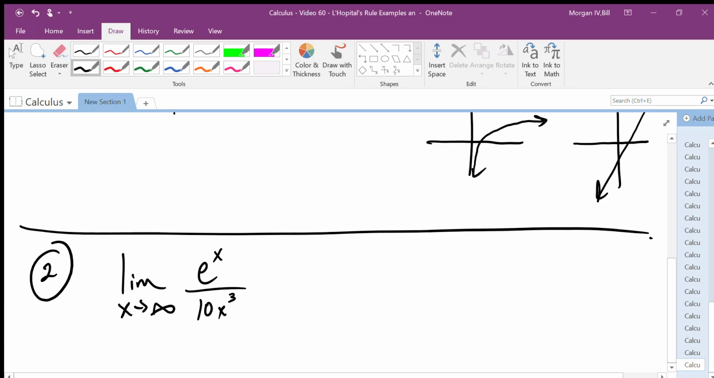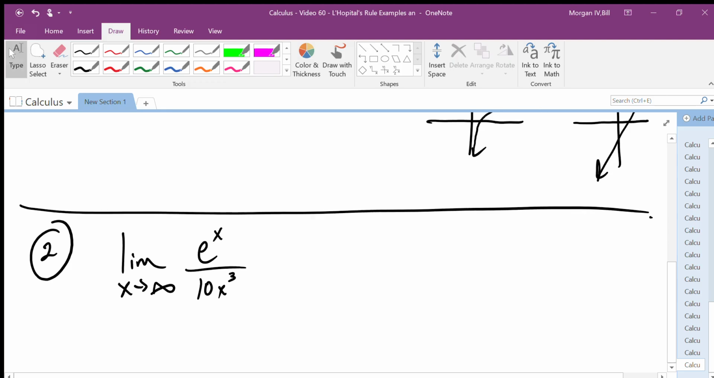Okay, first we'll use L'Hopital's rule. We'll figure out our answer, and then we'll go back and think about the growth rates of each of these functions. What is the growth rate of our exponential function e to the x? What is the growth rate of 10 times x to the third as x is going to infinity?